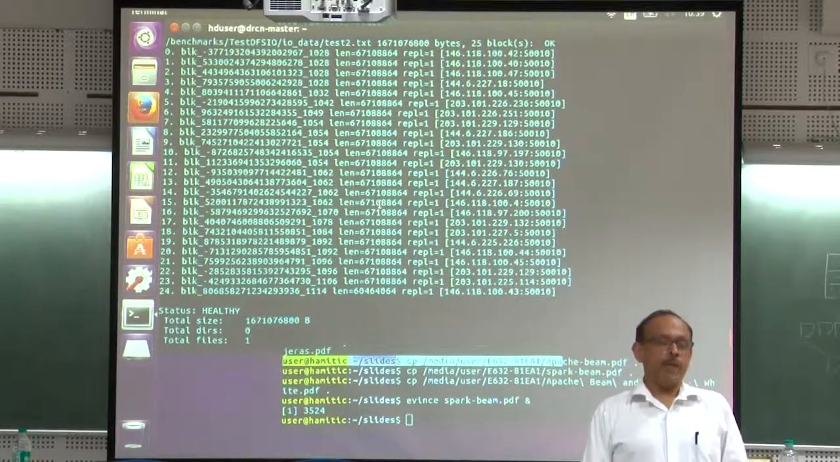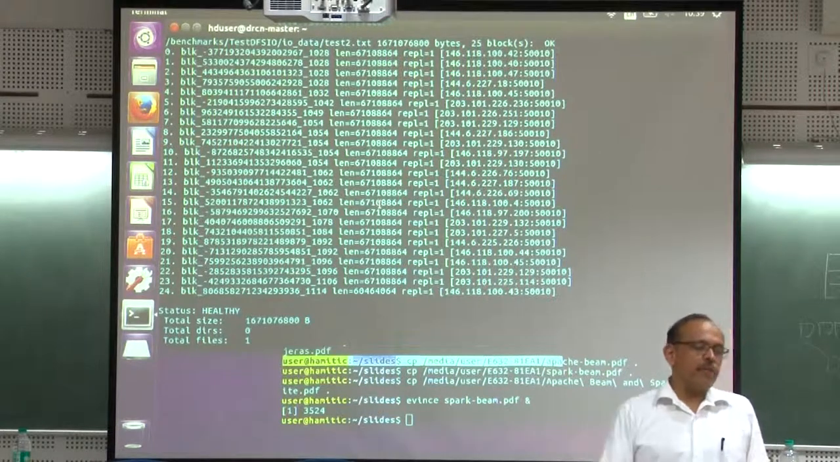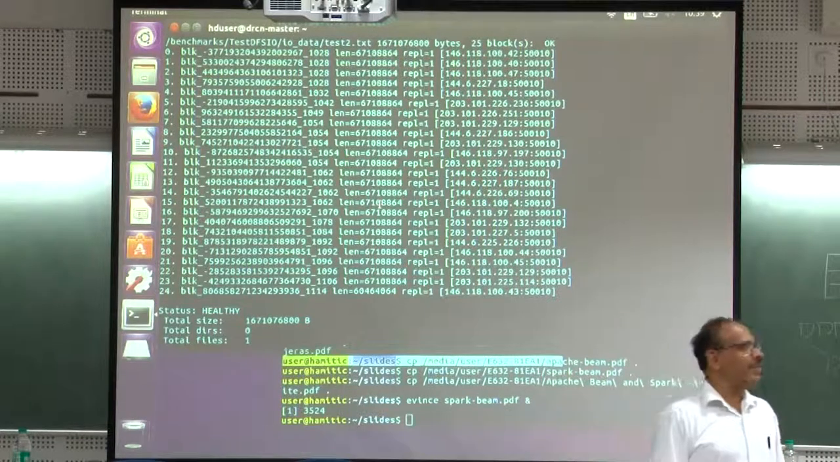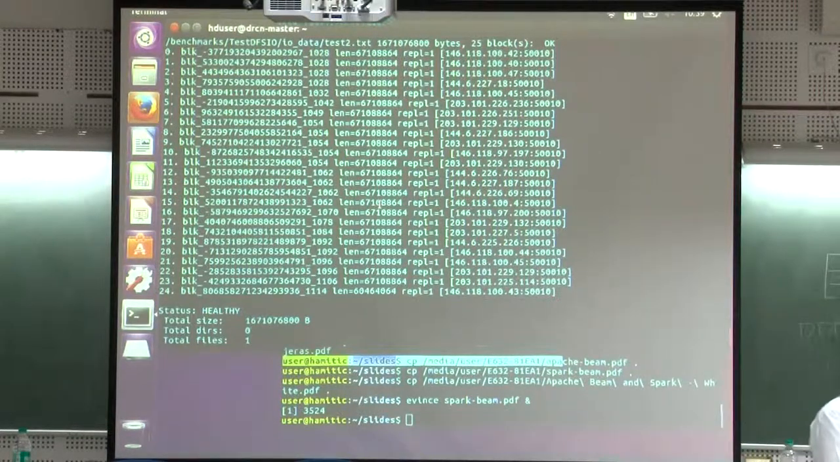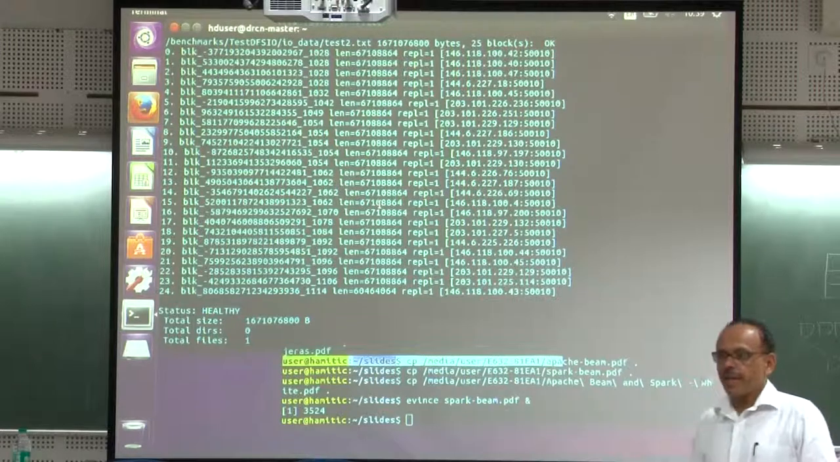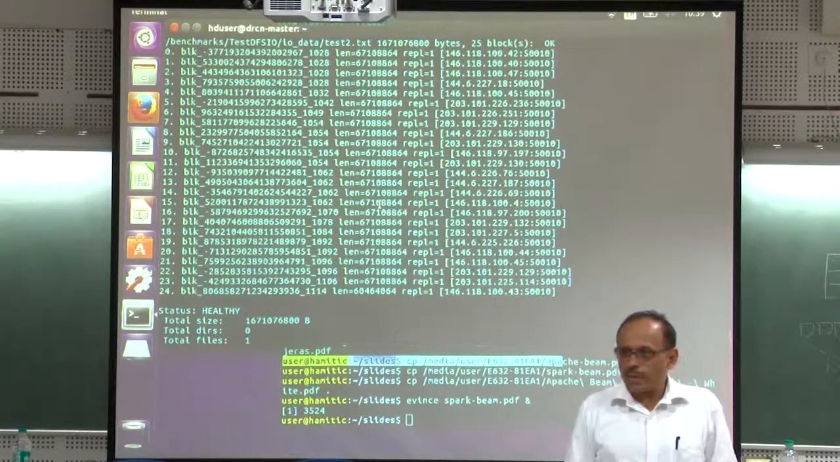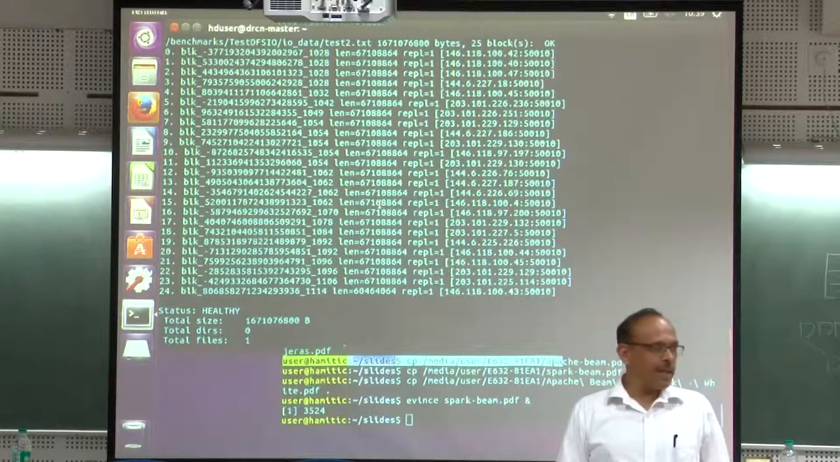So another question would be, if your file is 5 blocks long, like 640 divided by 2, 320 MB, how can the RS code do it? If you think about that, then you get an answer.